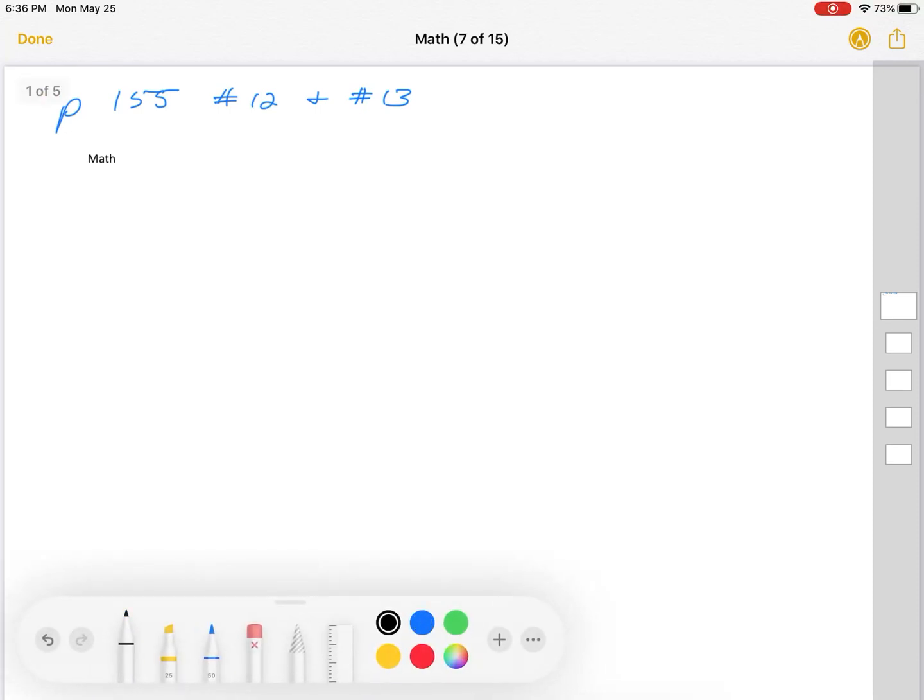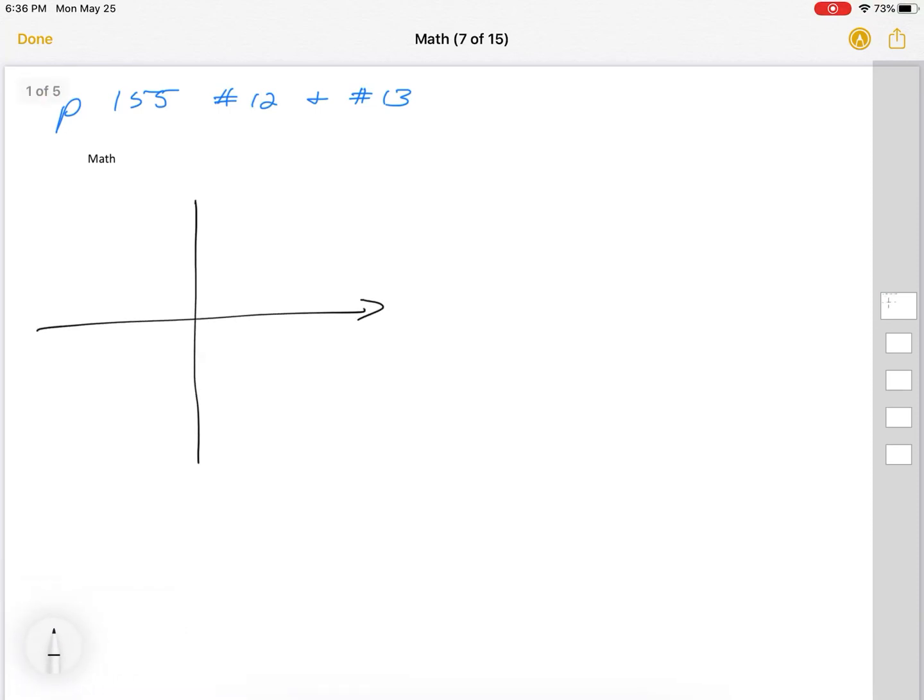Okay, so we are looking at page 155, number 12, and then number 13. For number 12, it says, without using technology, determine which of the following has the same value as cos 297 degrees. So let's first sketch this out. We're going to have to think about the CAST law. Now, cos 297 is going to be in quadrant 4, and according to our CAST law, it would be positive.